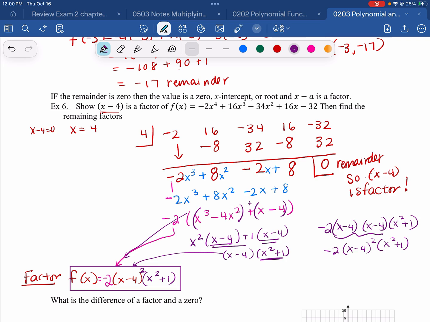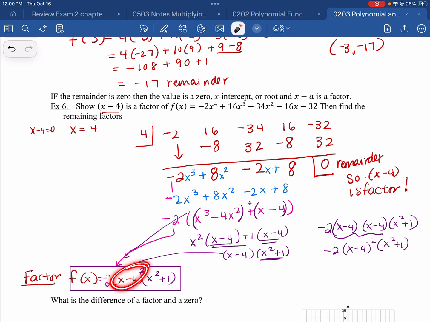My degree should match. I have 2, and 2 is 4. Degree is 4. This is a positive, this is a positive, this one's negative, and it's negative. Negative 2 is my only coefficient. The other ones are 1. So negative 2 would multiply to give me that.